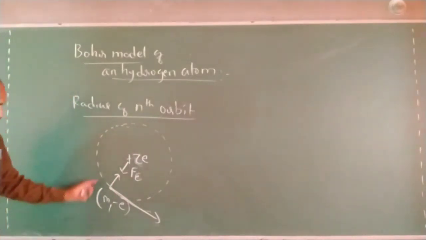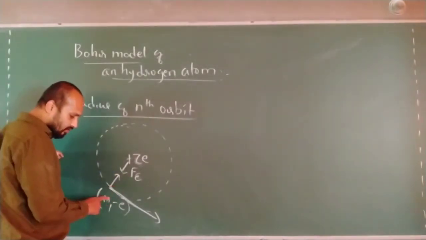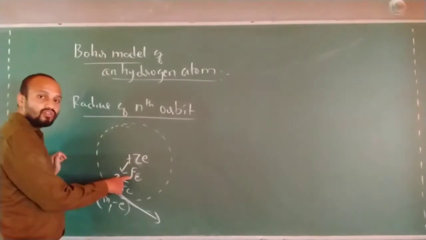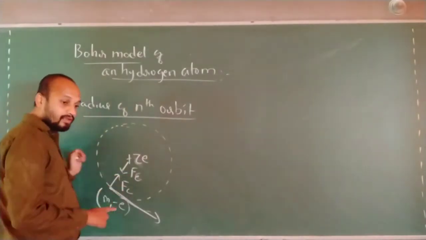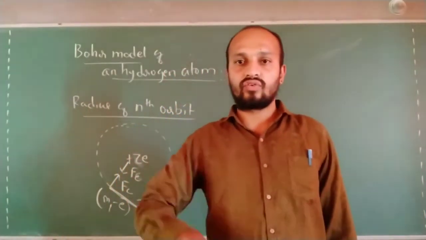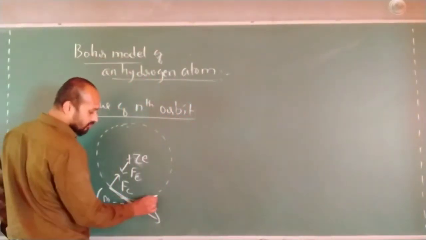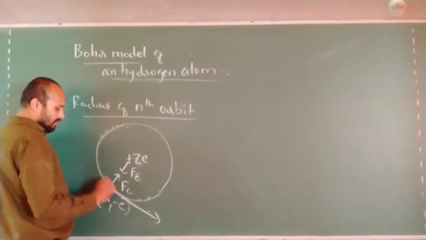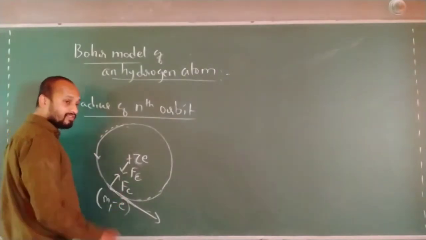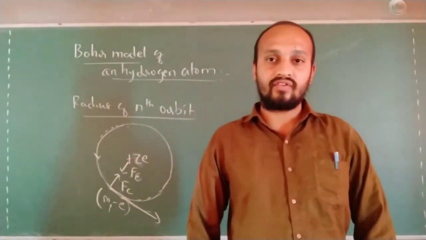Due to this electrostatic force, the electron is making a circular path, because it has a centripetal force. That centripetal force is due to what? The electrostatic force. So I can equate them. The electron will be making a circular path around the nucleus. Fc is the centripetal force and Fe is the electrostatic force, which exists due to the nature of their charges.